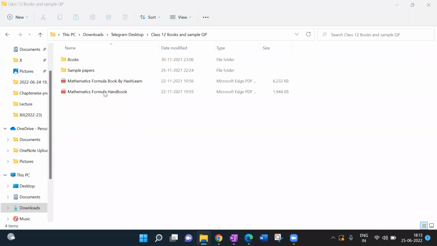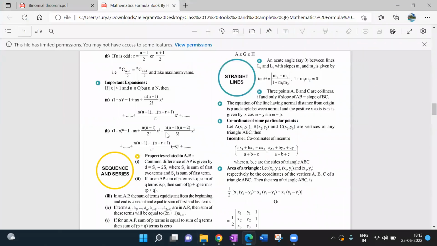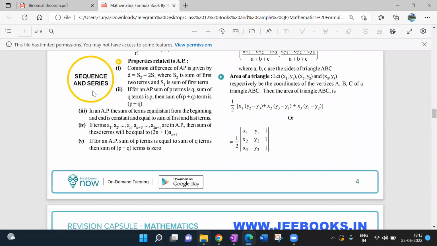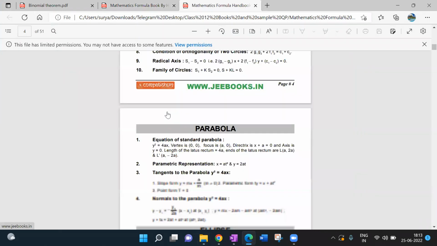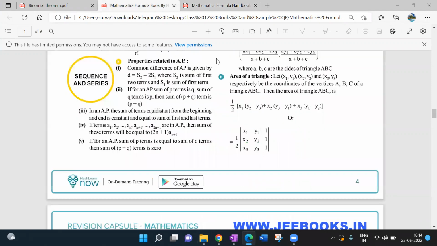Yes, can you see this book, guys? This is a formula book actually. I'll share this book with you all. Okay, people, these are the two books I'll share. This is a formula book and this is also a formula book. You can see all the topics' formulas will be given to you.